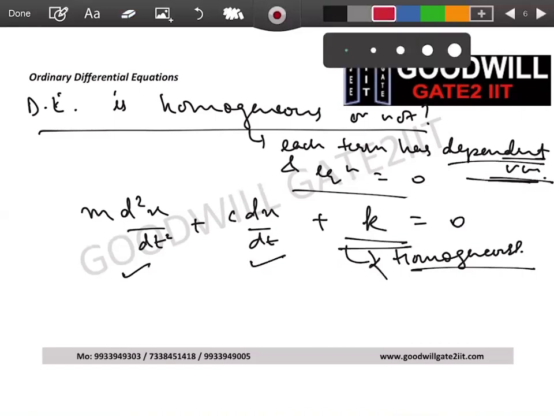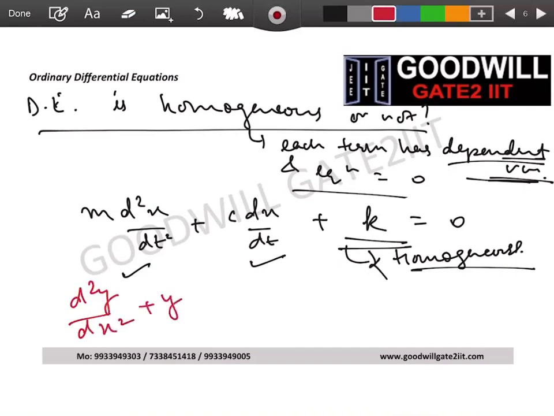Just as an example, d square y by dx square plus y equal to 0. Please tell me its order, its degree, whether it is linear or not, and whether it is homogeneous or not. What will be the order of this equation? What is the highest order derivative here? It is d square y by dx square, so its order will be 2.